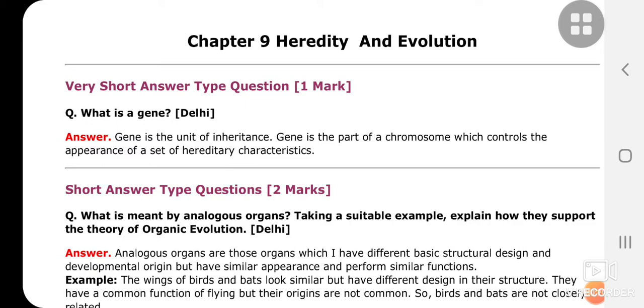This is how you are going to write the answer. Gene is the unit of inheritance. Gene is the part of a chromosome which controls the appearance of a set of hereditary characteristics. So, if it is asked for 1 mark, then you have to write this much of the answer. Here you can see. Don't just write gene is the unit of inheritance and stop your answer. That is not what you are going to do.